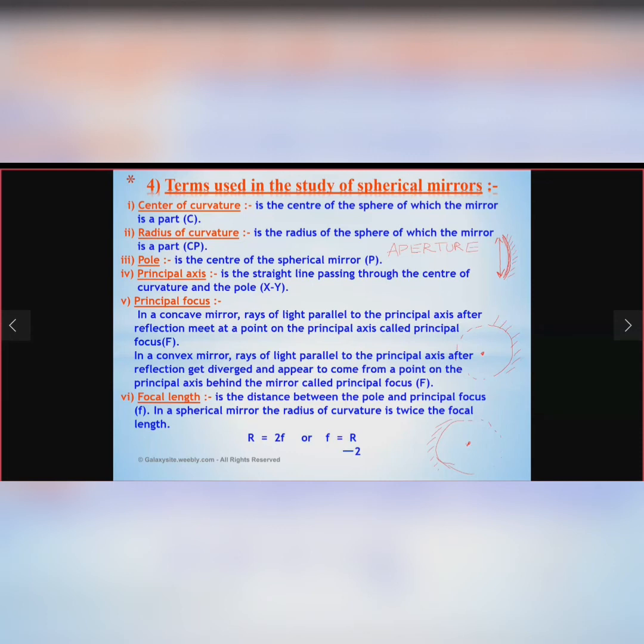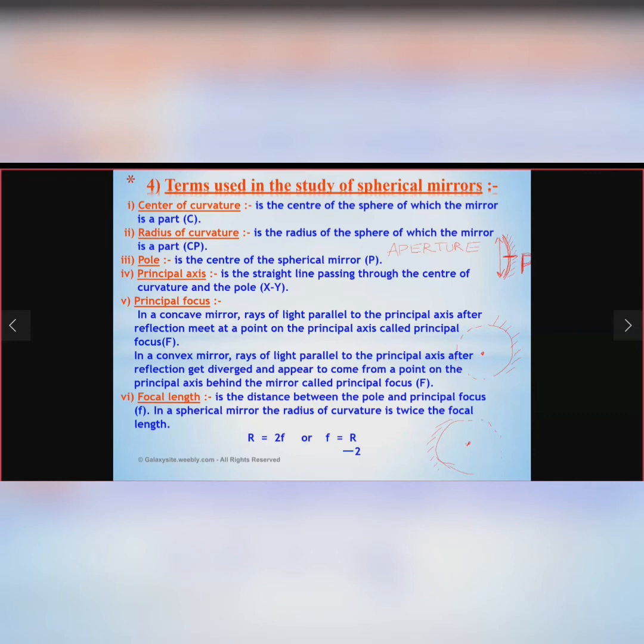Now, in our class 10, we are talking about mirrors of small aperture. We are not looking at very big mirrors. So this aperture will have a midpoint, the midpoint of the reflecting surface of the mirror. We call it the pole. This midpoint of the aperture, or midpoint of the reflecting surface of the mirror, is called the pole.